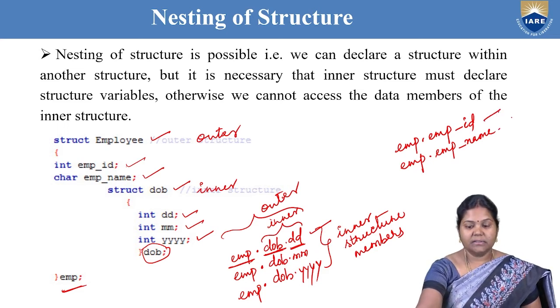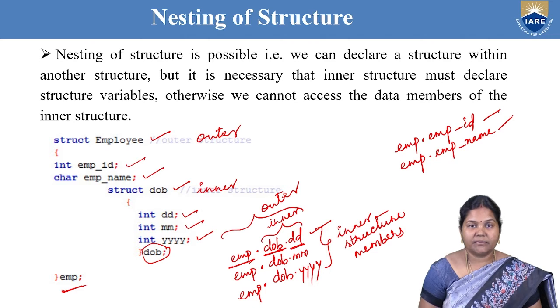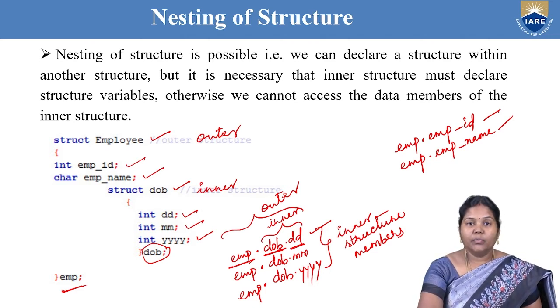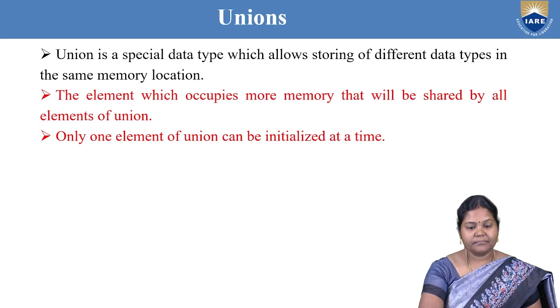Now for the outer structure, we have to just write the outer structure variable dot member name. Now there is no limit on the levels of nesting. You can nest it up to any level.